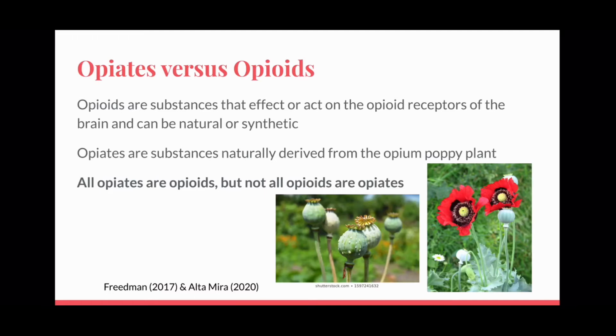Whereas opioids, of course, can include the naturally derived substances, which is the opiates, and this includes substances like morphine, but they also include semi-synthetic substances such as heroin and fully synthetic substances such as fentanyl. All of these substances act on the opioid receptors of the brain, and that's why they're called opioids. Opiates are simply a smaller category within the larger umbrella term of opioids.